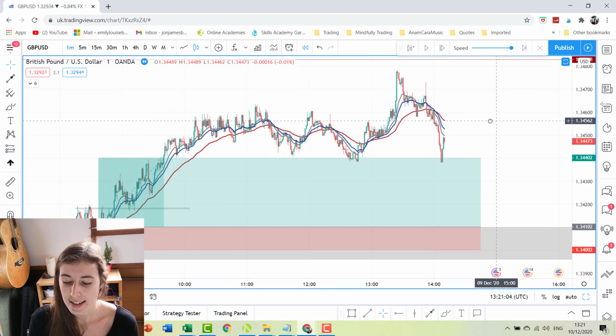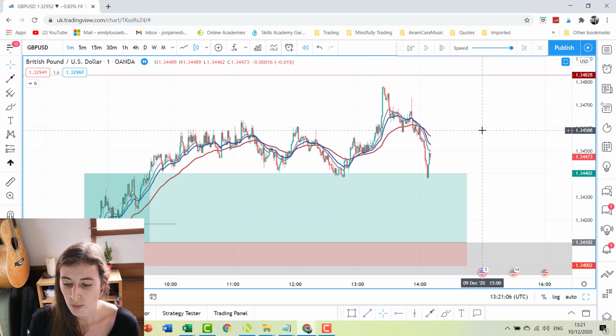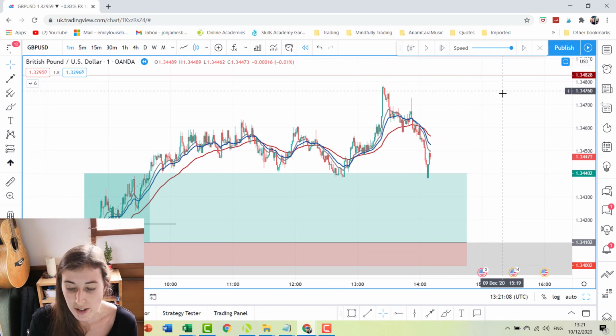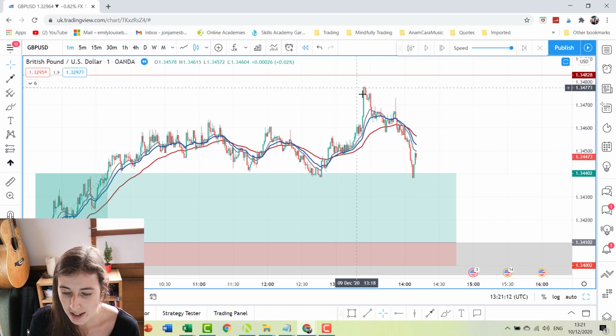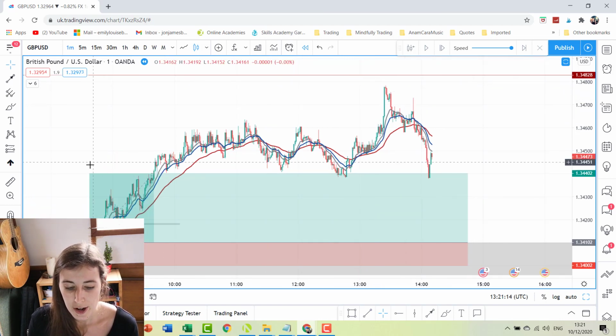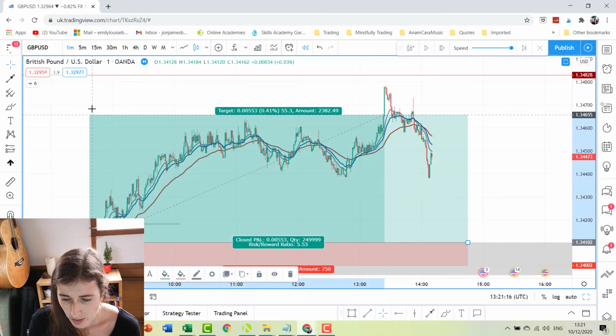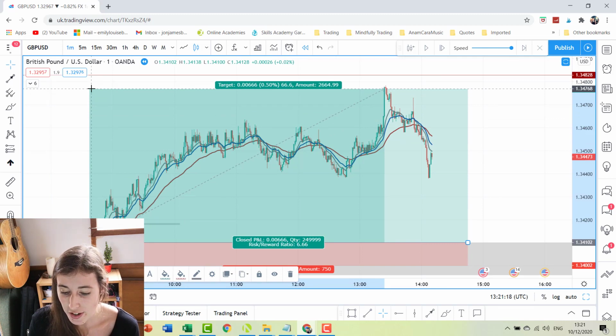Now, earlier I did say that I thought there was room for price action to move up to this red horizontal ray, which is resistance on the daily chart. And as you can see, we did get quite a big move towards that. And in the end, price actually moved over 6.5% on this trade.